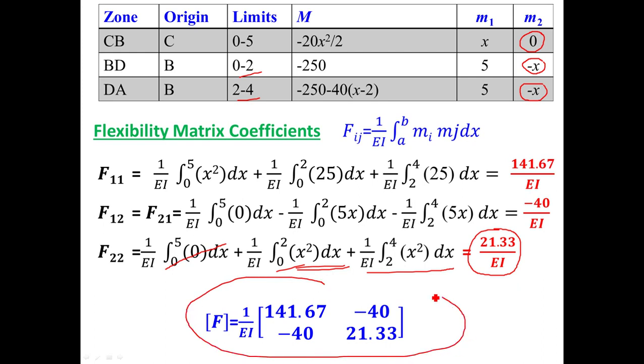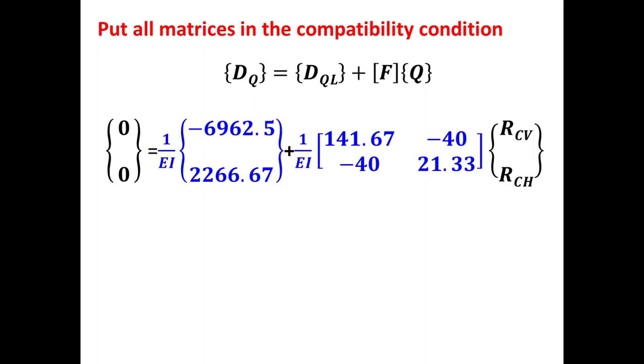This is flexibility matrix. So now once you get the flexibility matrix, now we have to put all these matrices in the compatibility condition to find out our final unknowns. So compatibility condition, dq equal to dql plus f into q. So if you put value of dq 0 0, dql we have calculated. Similarly, flexibility matrix, our unknowns are RCV and RCH. Okay, please remember sequence of unknown.